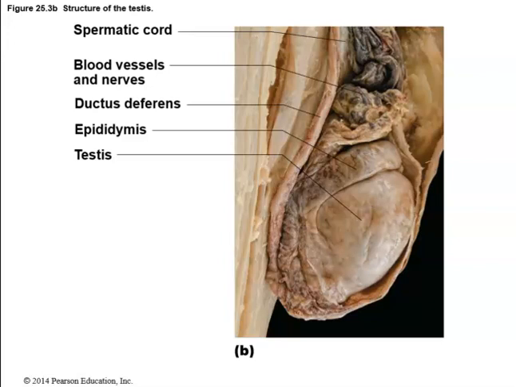Here's a gross specimen of the testes. Again, we see that outer tunica vaginalis and the cavity of the tunica vaginalis. So here's the testes. Inside would be the seminiferous tubules, which will then drain into the epididymis. So we can see the head, the body, and the tail of the epididymis, which will eventually become the ductus deferens or the vas deferens, going up into the spermatic cord.